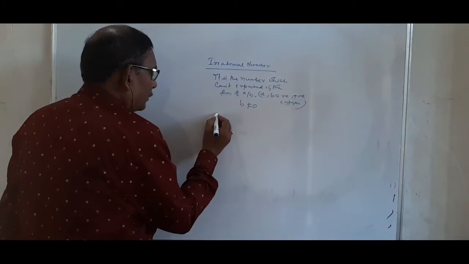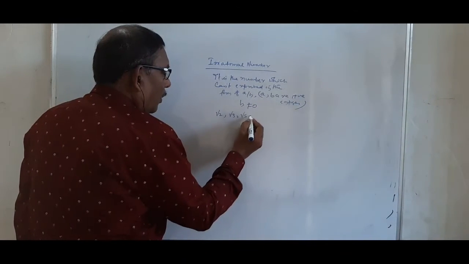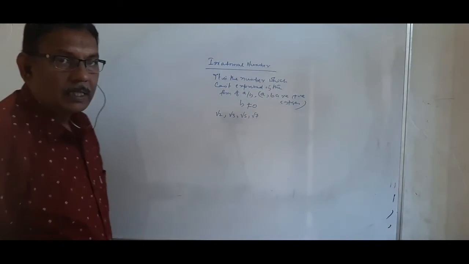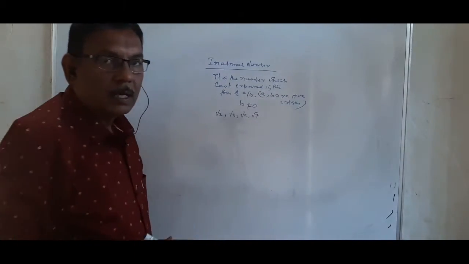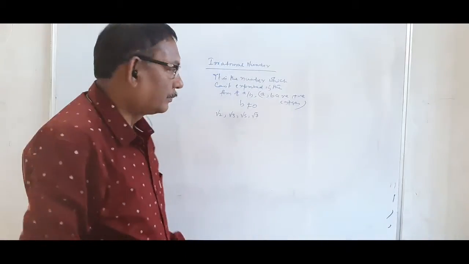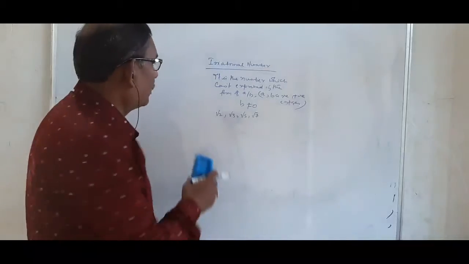For example, take root 2, root 3, root 5, root 7. These are your irrational numbers. It means the square roots of prime numbers are irrational numbers.